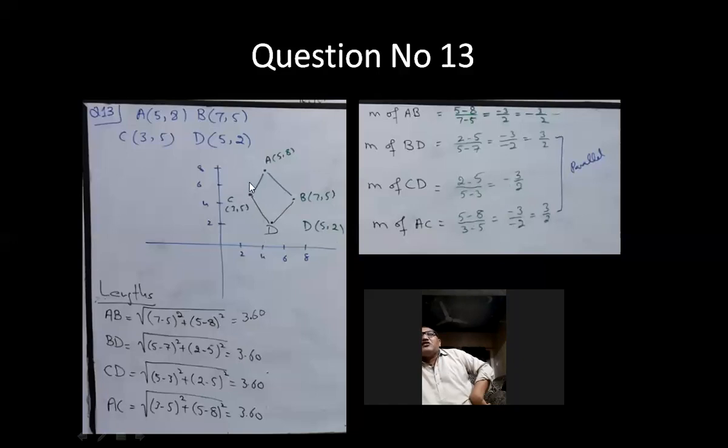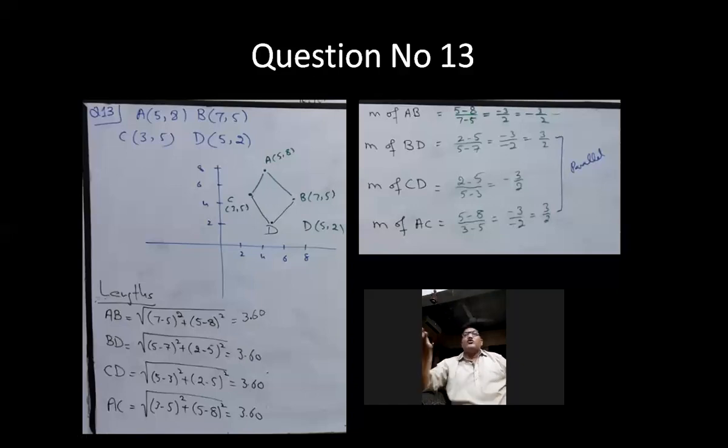and the gradient of the AC are equal. So it means the opposite sides have the same gradient, so they are parallel to each other. And you know the gradient of the AB and the gradient of the CD, they are equal, which means they are parallel to each other. So you can see that the opposite sides are parallel to each other. So this means that it's a parallelogram.